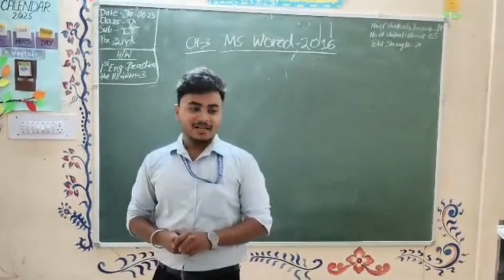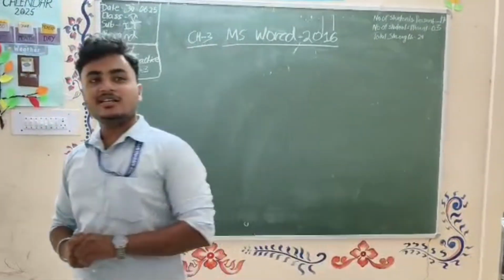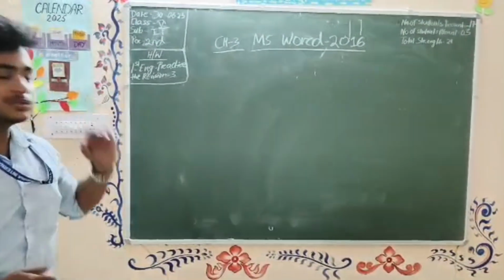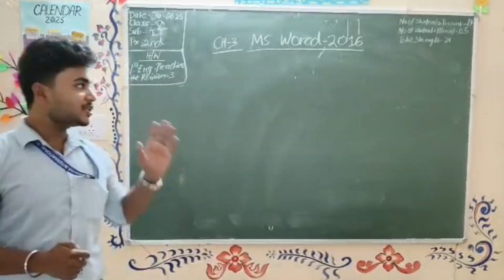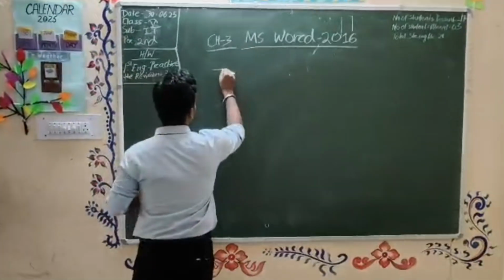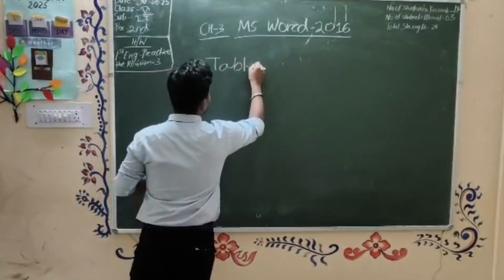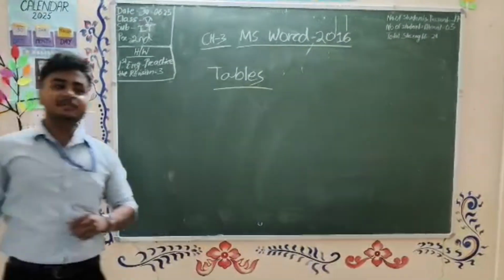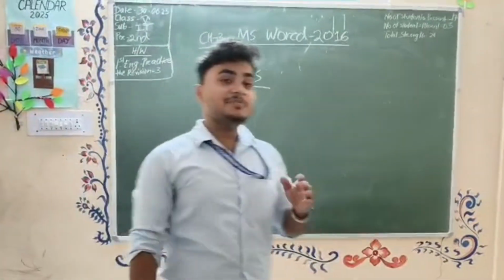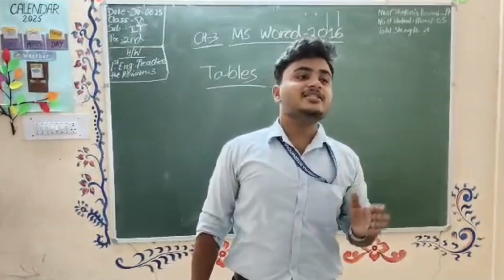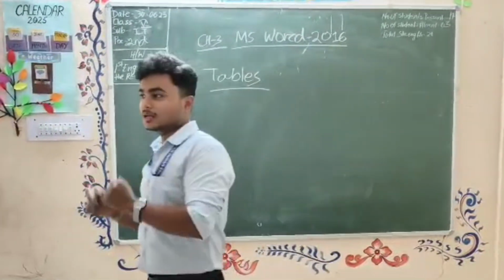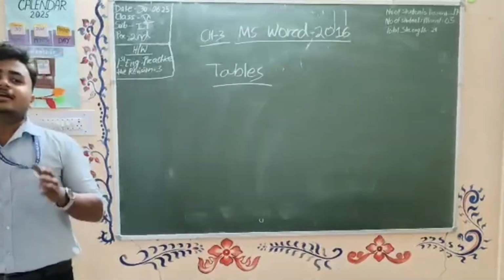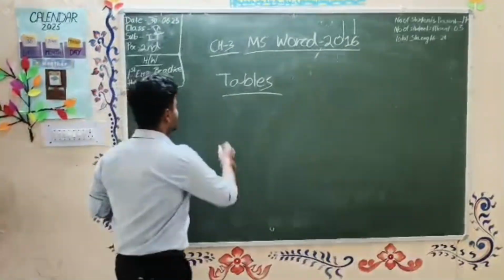Okay. In the previous class, we discussed MS Word tables formatting. What are tables in MS Word? Tables are a combination of rows and columns. Now, in the previous class we also discussed cells.